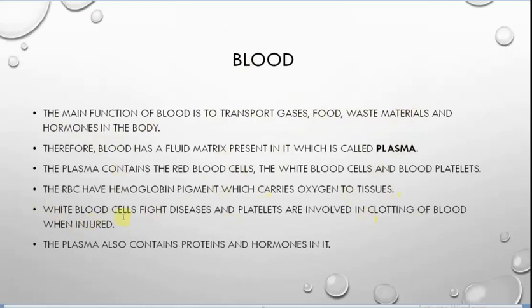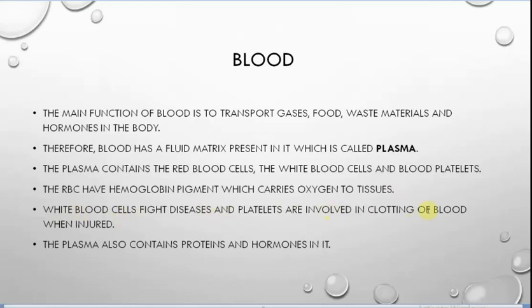Now what is the work of the white blood cells? The work of the WBC is to provide protection to our body. So that's why it is written white blood cells fight diseases. And what is the work of the platelet? Whenever you get any injury, the work of the platelet is to do the clotting process. That means to heal you.